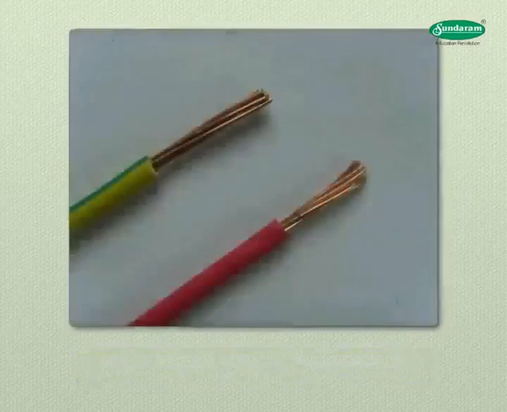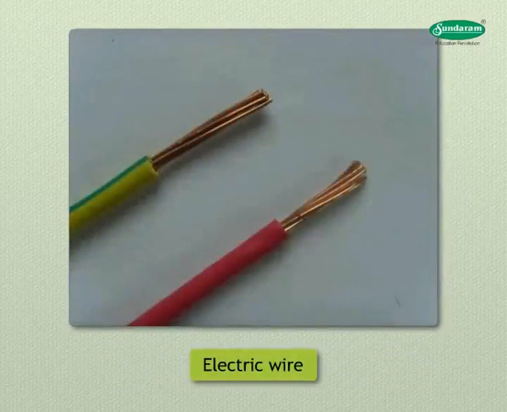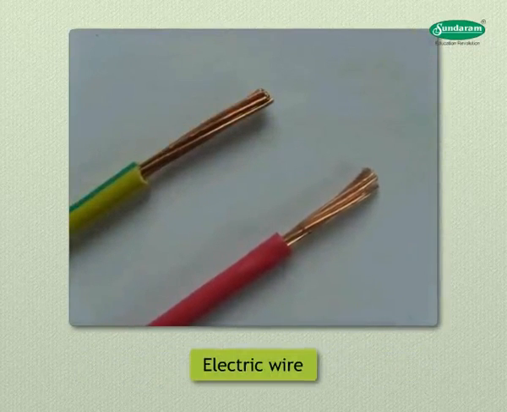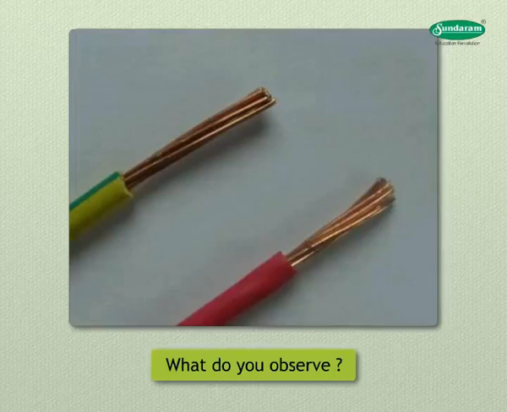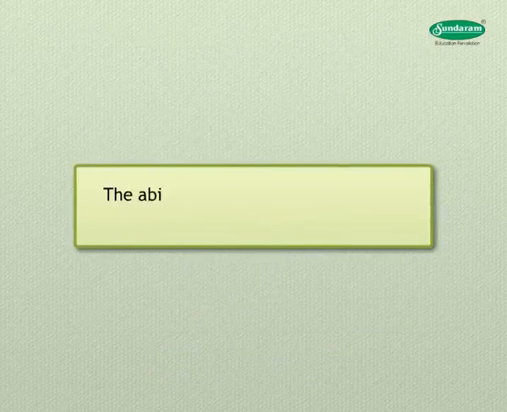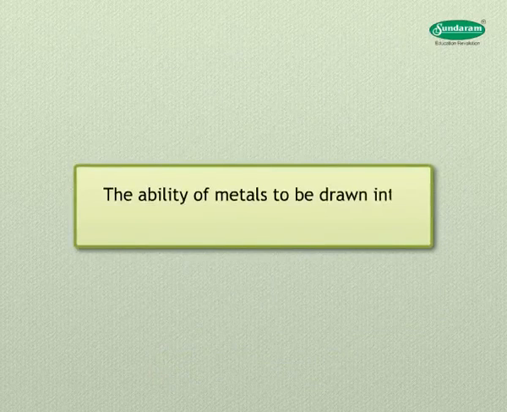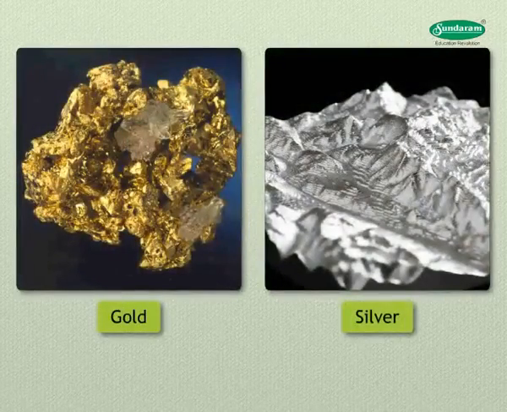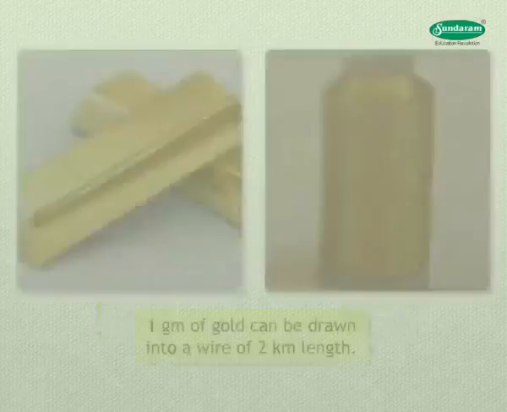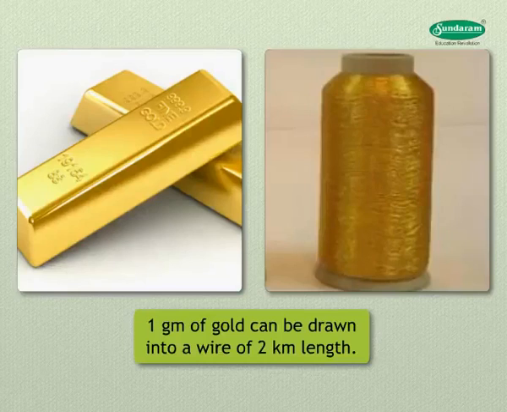Students, take an electric wire. Remove the insulation of an electric wire. What do you observe? We can see the copper wire inside the insulation. The ability of metals to be drawn into thin wires is called ductility. Gold and silver are the most ductile metals. You will be surprised to know that 1 gram of gold can be drawn into a wire of 2 kilometers length.